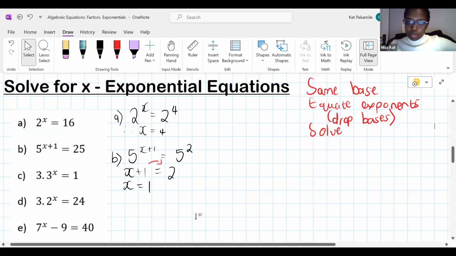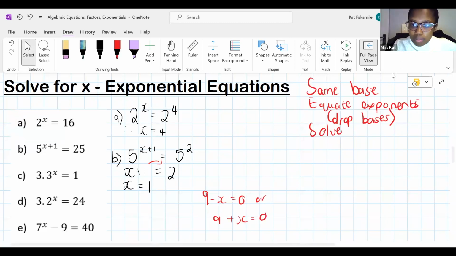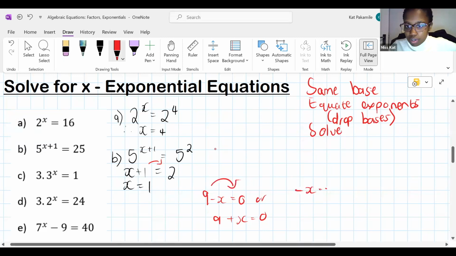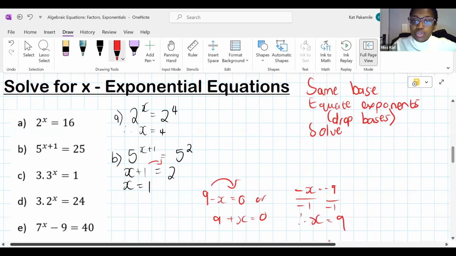Isn't 9 minus x equals 0? Okay, it was 9 minus x equals 0, or 9 plus x equals 0. No, Mtogozisi, because look carefully. If you take this 9 over, you're going to have negative x is equal to negative 9. And you're going to divide by negative 1, divide by negative 1, therefore x is positive 9. So one of the solutions has to be a positive 9, and the other one has to be a negative 9. I hope I've answered your question.